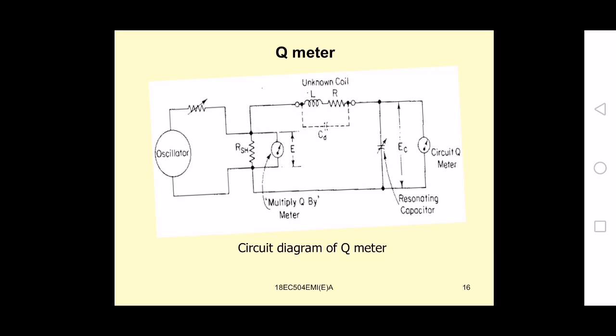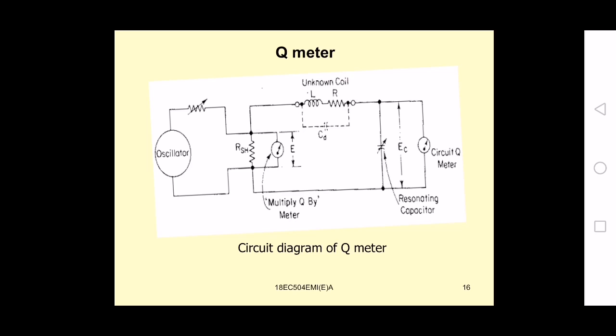Why? Because there are losses that occur while measuring the Q, in the resonating capacitor and in the voltmeter. So this difference is very small and may be neglected, except when the resistance of the coil under test is relatively small in comparison to the shunt resistance. This is the condition.